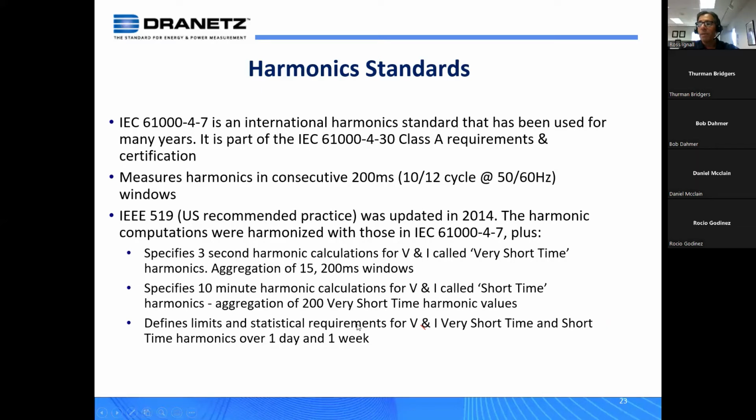And they created some limits and statistical requirements for voltage and current for very short time and short time harmonics, where very short time harmonics are looked at over 1 day, and short time harmonics, basically, there's 2 statistical parameters over 1 week, okay? And that's part of a report. We'll show you a sample of that report.